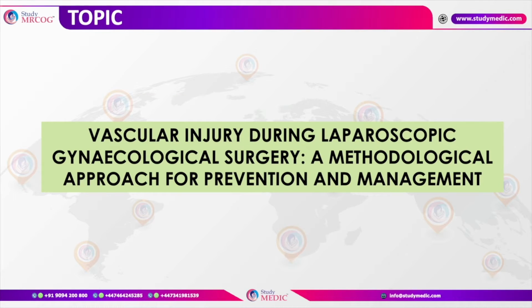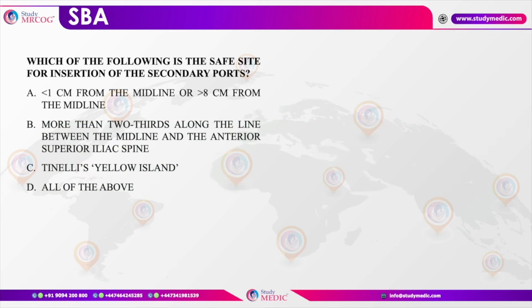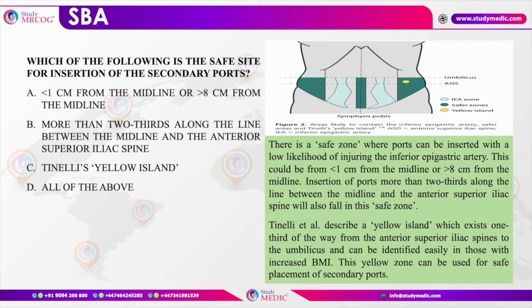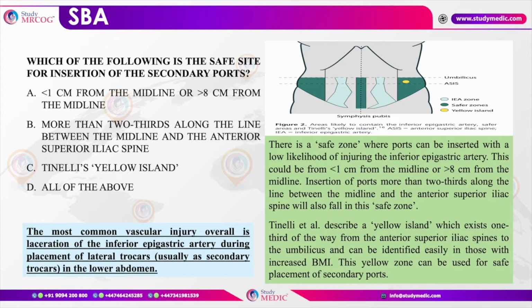The next topic that we will be discussing is avoiding vascular injuries during laparoscopic gynecological surgeries. So this is one of the important exam-tested questions: what is the safe site for insertion of the secondary ports? So if you can see here, the dark green one and the yellow one are the safe zones. So there is a safe zone where the ports can be inserted with a low likelihood of injuring, because the most common vessel which is likely to be injured while you are inserting the secondary port, for which you have to be cautious, is the inferior epigastric artery.